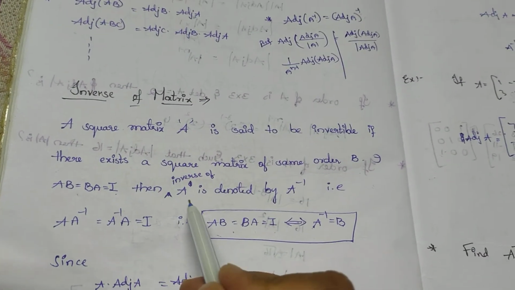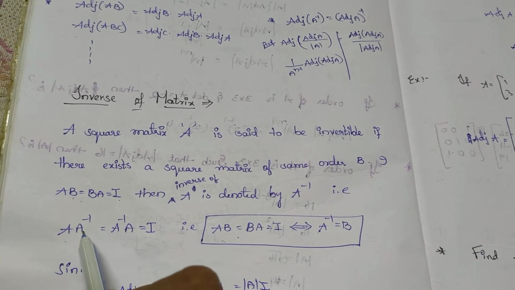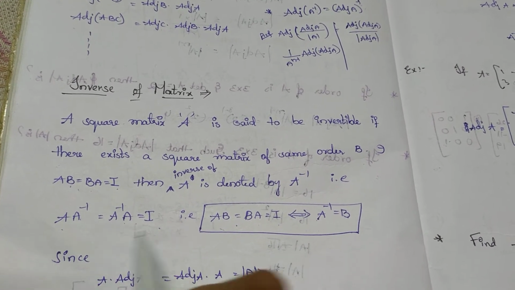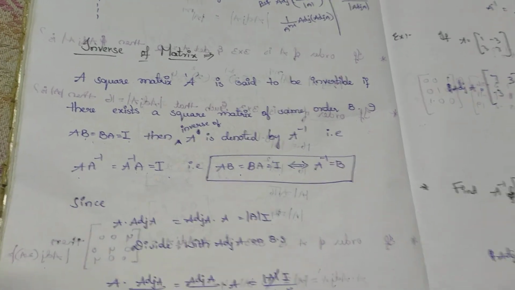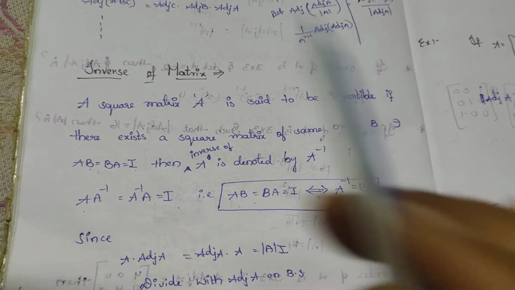So that means, what can you say? Here B is nothing but A inverse only. So A into A inverse is equal to A inverse into A is equal to I. This is also one of the properties. Just remember: always A into A inverse is equal to A inverse into A is equal to I.